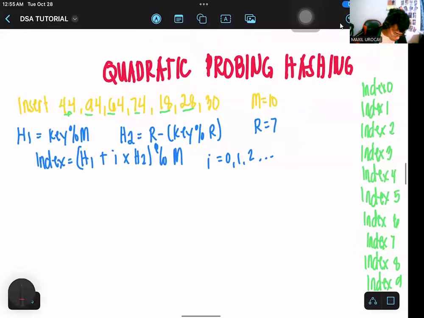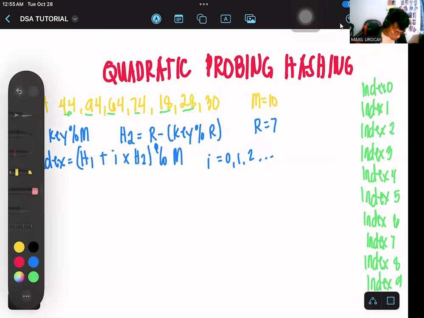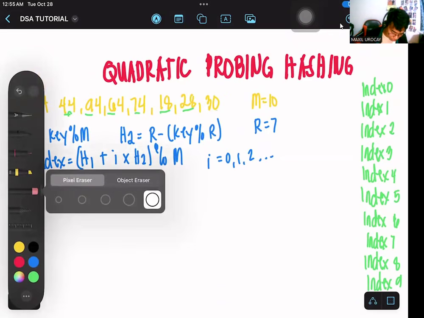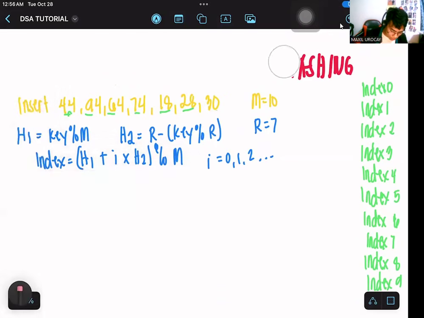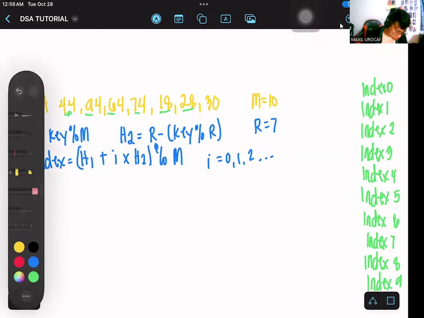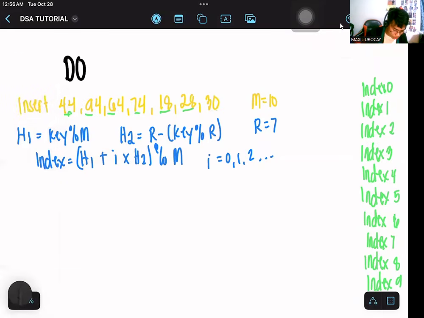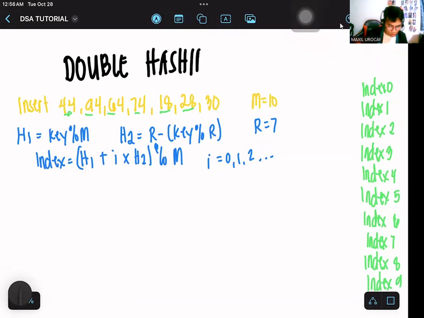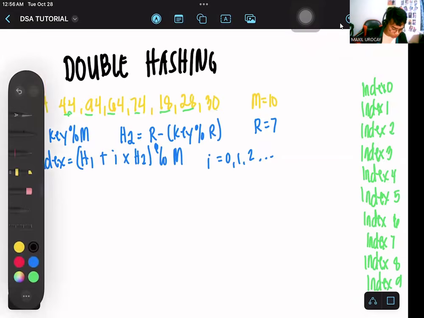Okay, so hello everybody. This will be another tutorial on another probing. This is not quadratic probing anymore. We will begin to discuss double hashing.